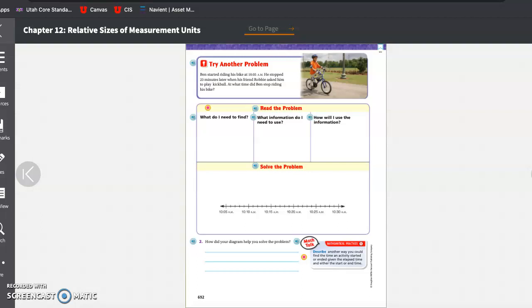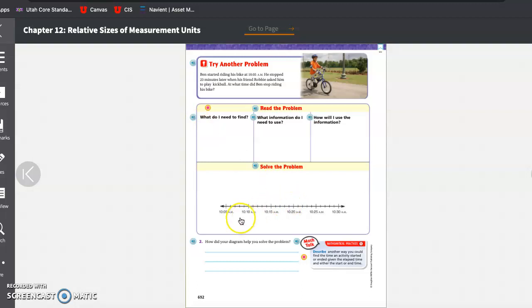Okay, so you guys should have done this problem. So really quickly reading the problem, what do I need to find? What are we going to find? Yeah, we need to find the time that Ben stopped riding his bike. What information do we need to use? Good, elapsed time and the time that he started riding his bike. How will I use this information? Well, we can draw a timeline to help me count forward and find the end time. Okay, so we're going to use a number line basically.